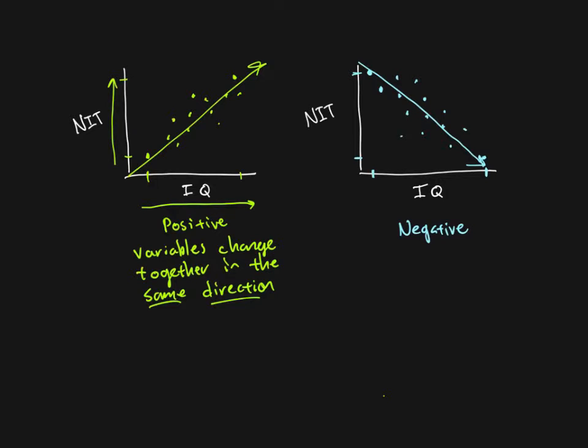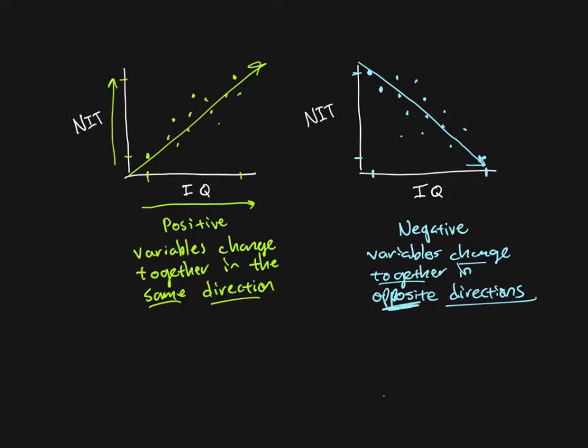In a negative correlation, the variables change just like before. They're still changing together. Remember, changing together is just part of the definition of correlation. There's a consistent way in which the variables change together. But in this case, they change together in opposite directions. And that is the key part: opposite directions versus same direction.